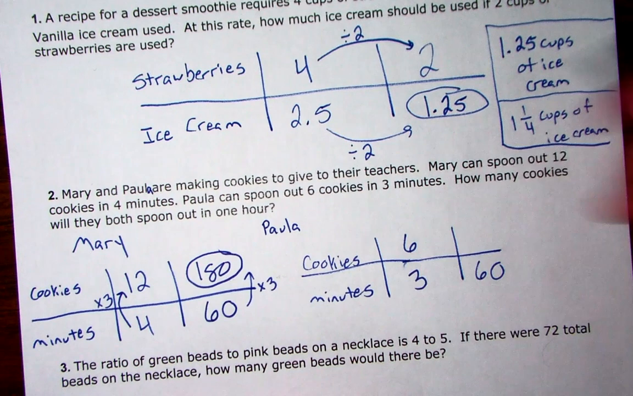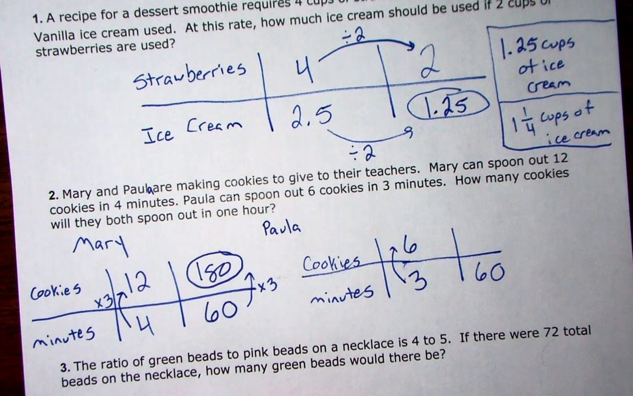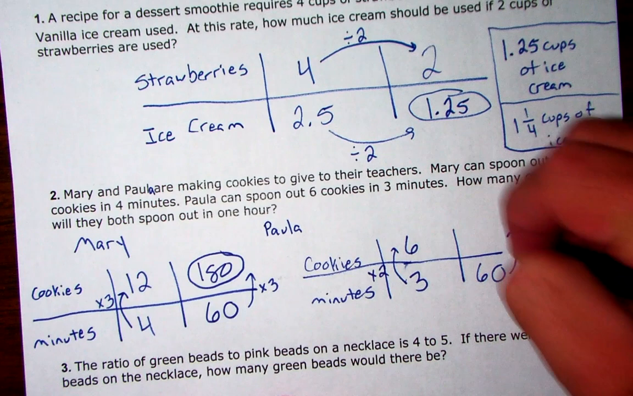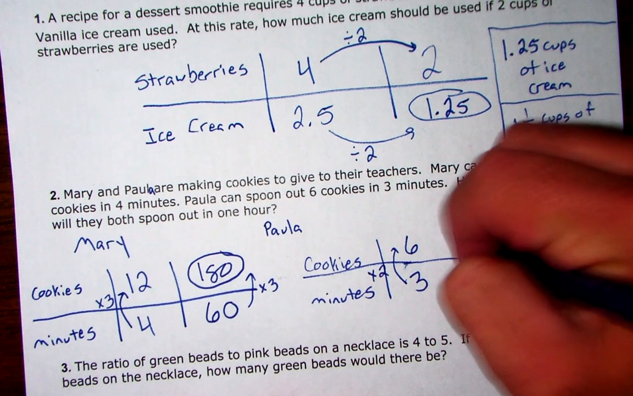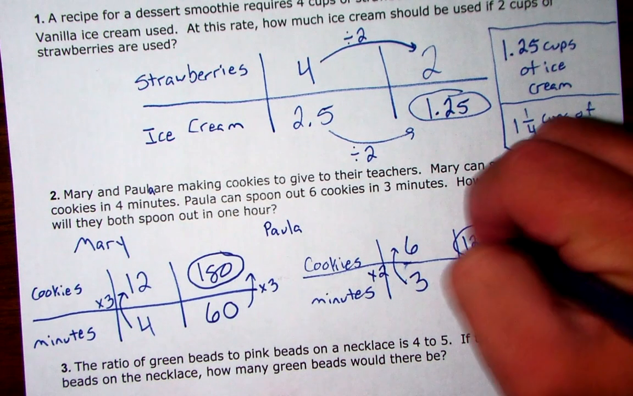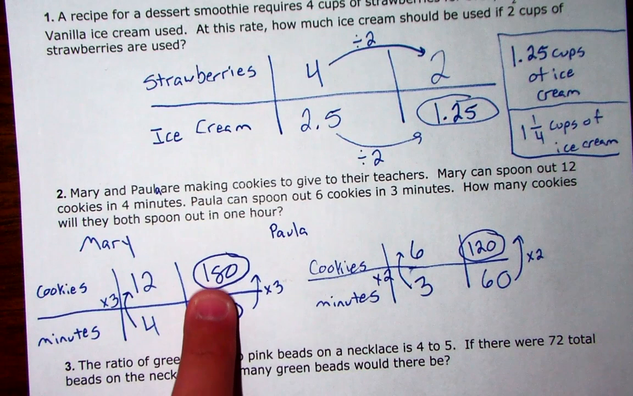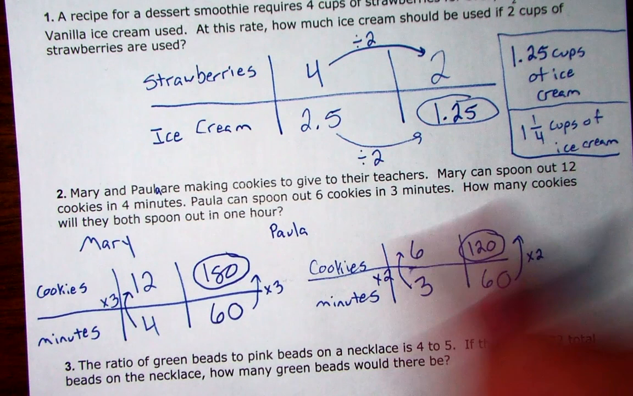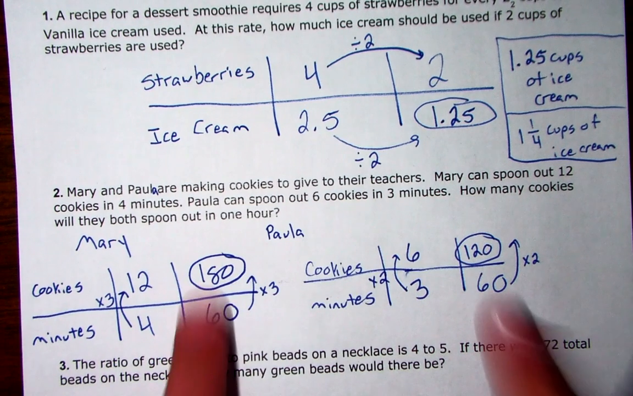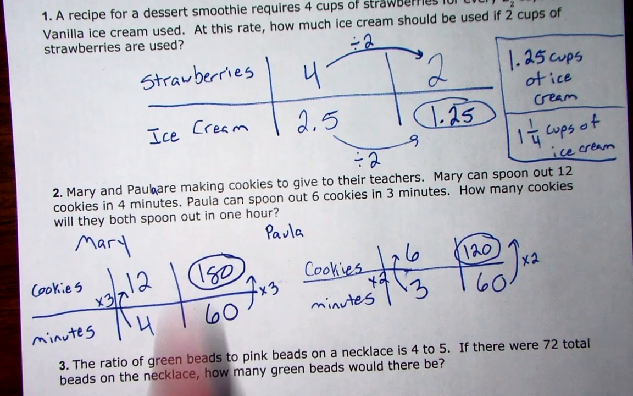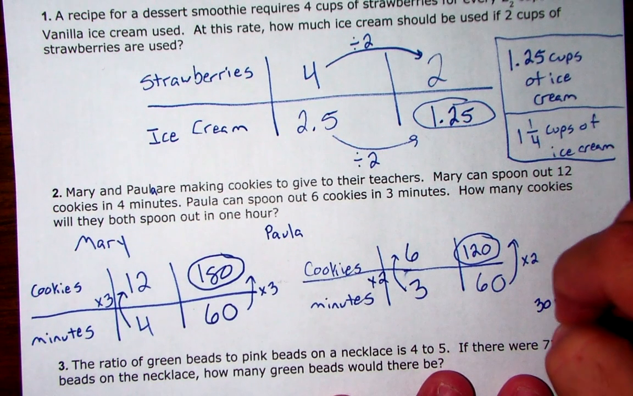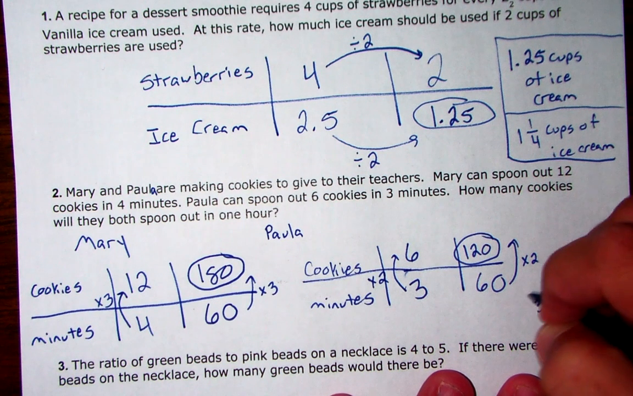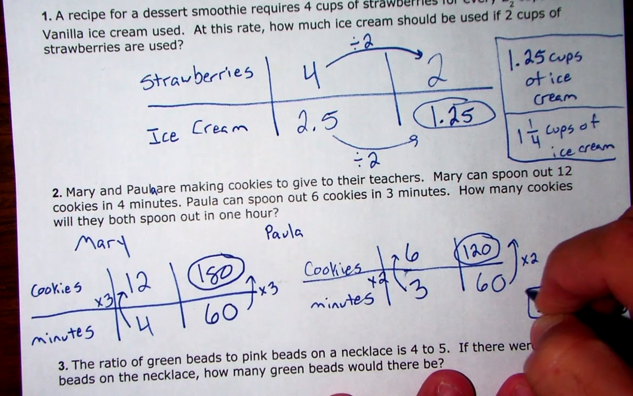How about for Paula? How would you go from 3 to 6? Well, you multiply by 2. 60 times 2 is 120. So Mary did 180 cookies in an hour. Paula did 120. But it says how many cookies will they spoon out together? What's 180 plus 120? That's 300 cookies. Woo! Look at that.